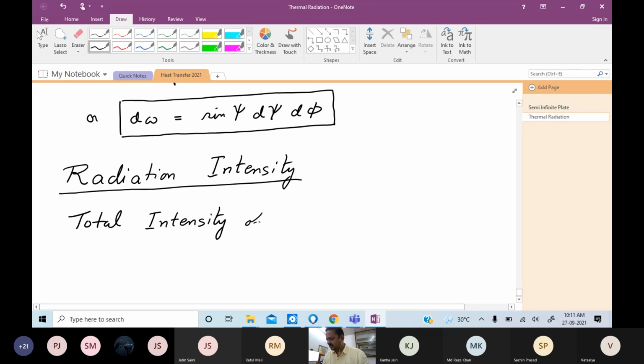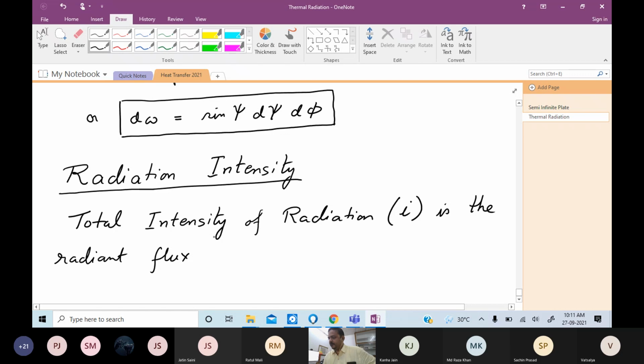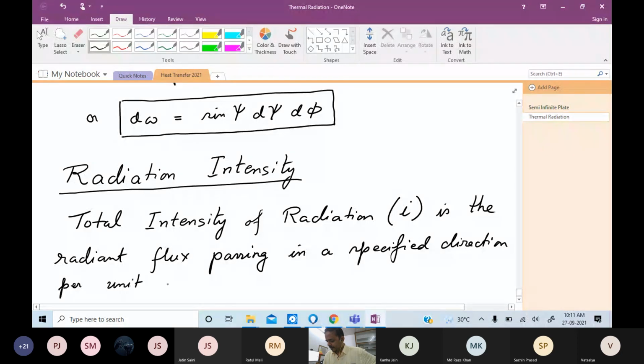The total intensity of radiation, and we are going to define it as I, small I, is the radiant flux, which means per unit area, passing in a specified direction per unit solid angle.